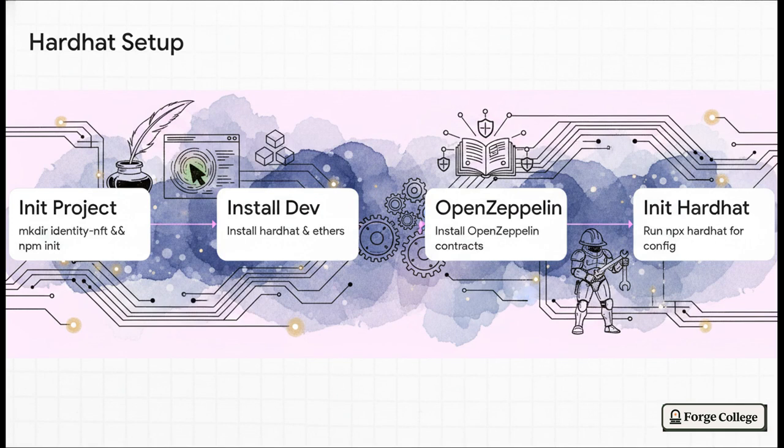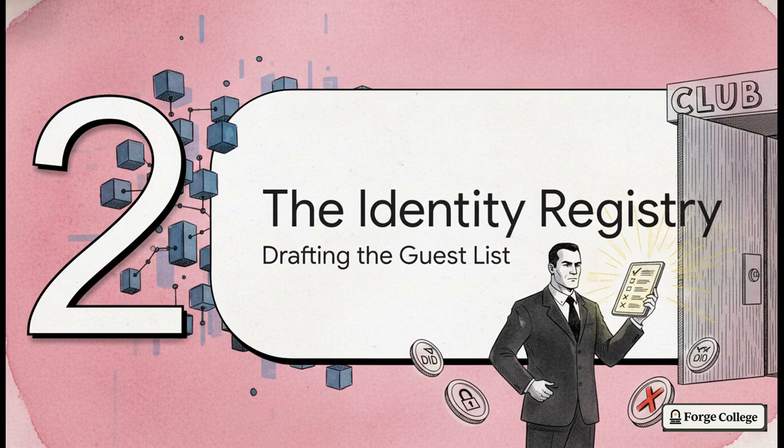So grab your terminal and run these setup commands to initialize your Hardhat testing environment and pull in OpenZeppelin. We're just making the directory, installing ethers and chai for our tests, and spinning up an empty Hardhat config. I know, it's pretty standard procedure, but getting these dependencies exactly right is absolutely crucial before we start hammering away at the code. All right, Section 2, building the identity registry, drafting the guest list.